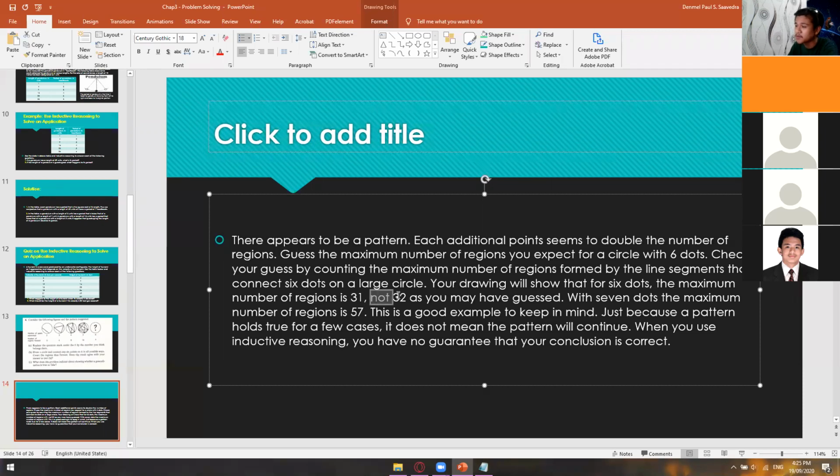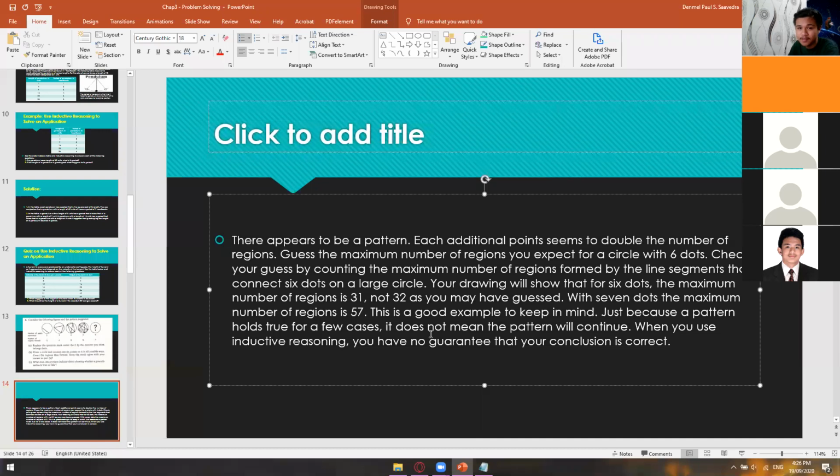Okay? So, not 32, not 30, not 33. Okay? So, with 7 dots, the maximum number of regions is 57. Okay? Not 49. So, this one is a good example to keep in mind. Just because a pattern holds true for a few cases, it does not mean the pattern will continue.